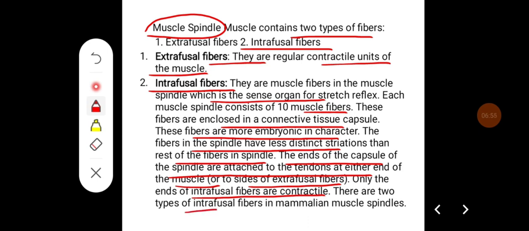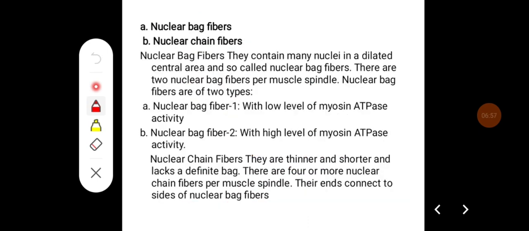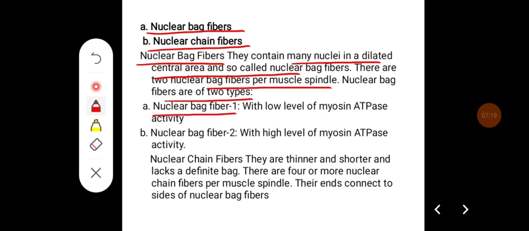There are two types of intrafusal fibers in mammalian muscle spindles. These are called nuclear bag fibers and nuclear chain fibers. Nuclear bag fibers contain many nuclei in a dilated central area, and so they are called nuclear bag fibers. There are two nuclear bag fibers per muscle spindle, and they are of two types: nuclear bag fiber 1 with low levels of myosin ATPase activity, and nuclear bag fiber 2 with a high level of myosin ATPase activity.